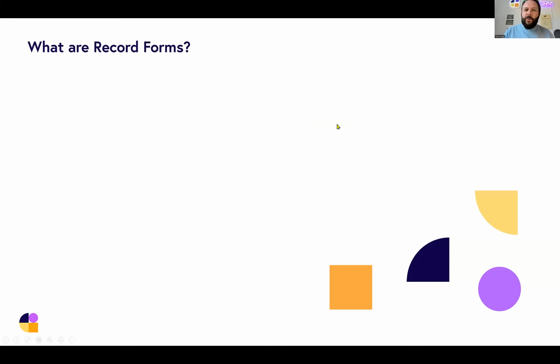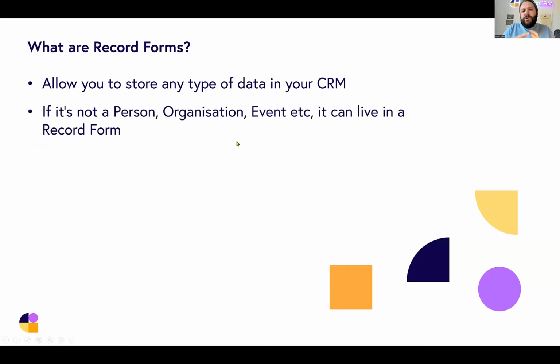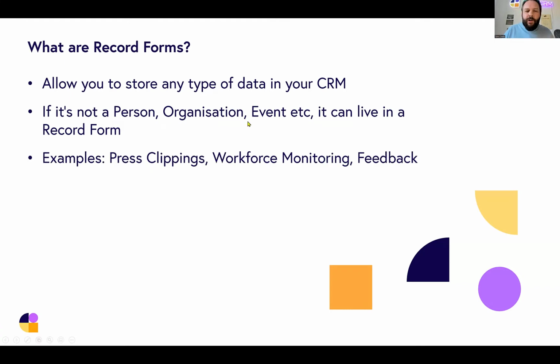So I'm going to start off with a simple question. What are record forms? Record forms basically allow you to store all sorts of different types of data within the system. Essentially, if you're storing data that isn't a person, it's not an organization, an event, or so on, then it can live in a record form. Examples would be things like press clippings, workforce monitoring, feedback. We're also going to be looking at some fundraising examples today, and things like open calls and that kind of thing.